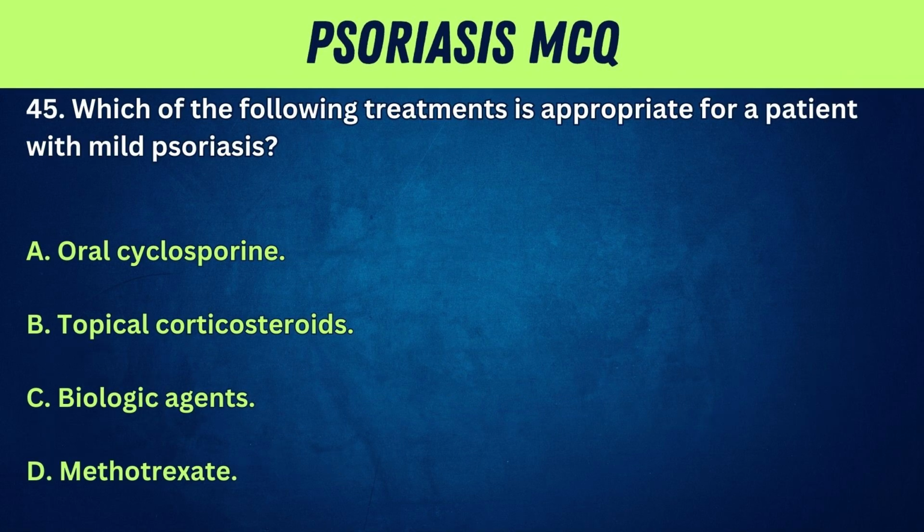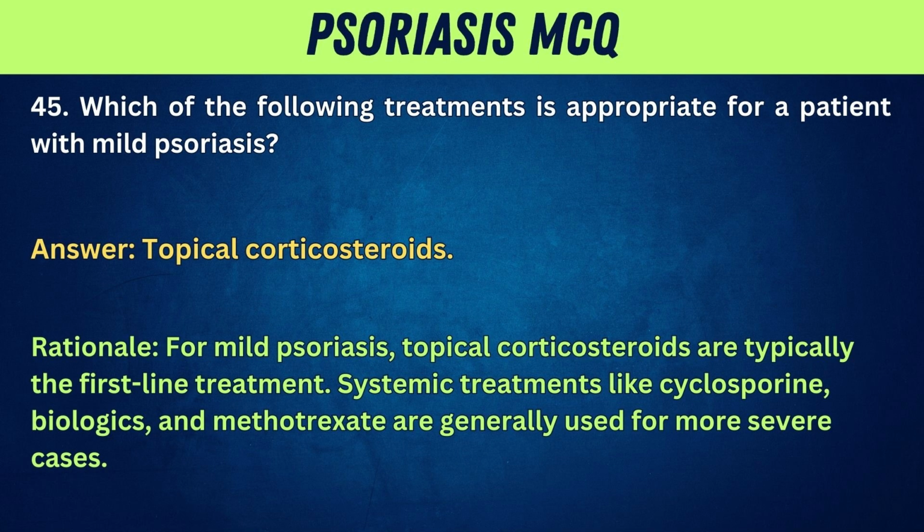45. Which of the following treatments is appropriate for a patient with mild psoriasis? A. Oral cyclosporin. B. Topical corticosteroids. C. Biologic agents. D. Methotrexate. Answer: topical corticosteroids. Rationale: for mild psoriasis, topical corticosteroids are typically the first-line treatment. Systemic treatments like cyclosporin, biologics, and methotrexate are generally used for more severe cases.